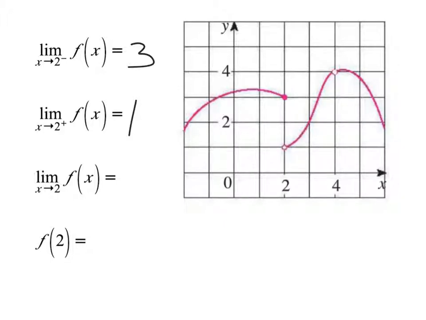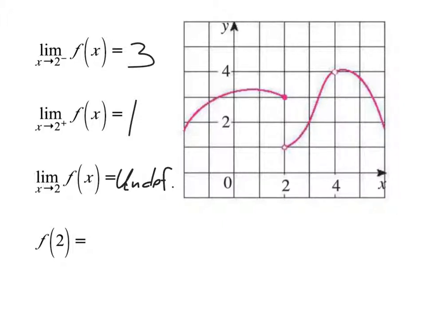All right, so then, the limit as x approaches 2, well, now we got a problem, because from the left it's 3, from the right it's 1. That means it's undefined. There is no limit as x is just approaching 2 here, because it depends on whether you're going from the left or the right. And it needs to be the same for us to be able to define that.